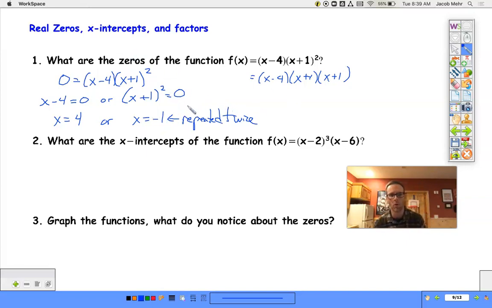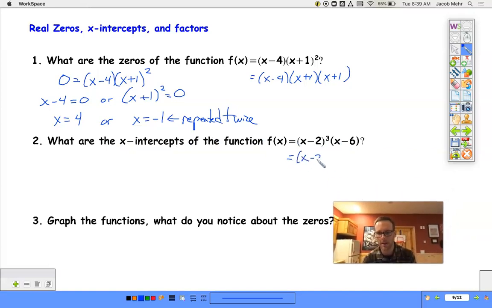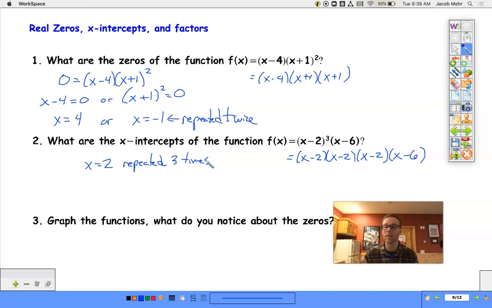Same word. Here, what are the x-intercepts of this one? Well, this is really x minus 2, x minus 2, x minus 2, because it's cubed, times x minus 6. So what are the x-intercepts on this one? 2, but it's repeated. I said this one was repeated twice. Is it repeated thrice? I'll just write repeated 3 times, or I could say multiplicity 3. And our other x-intercept is 6, which is just multiplicity 1.